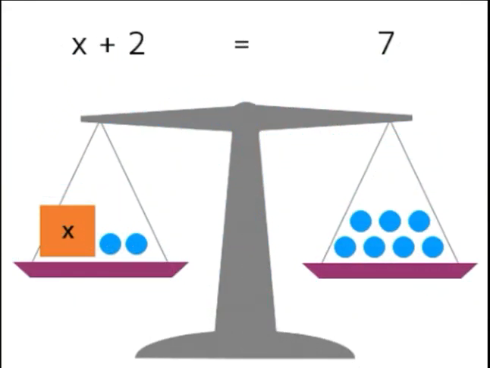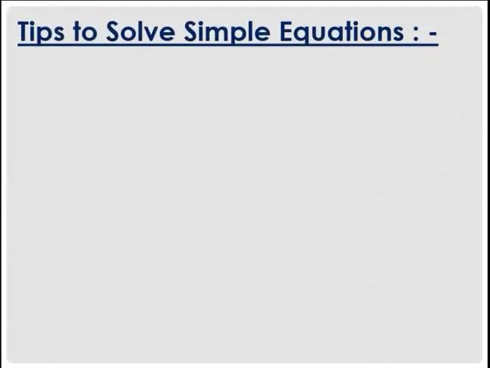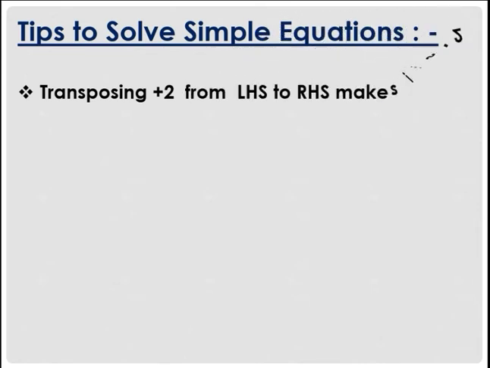One equation is given: x plus 2 is equal to 7. X is a variable, and 2 and 7 are numbers. Here are some tips to solve simple equations. First, transposing plus 2 from LHS to RHS makes it minus 2.